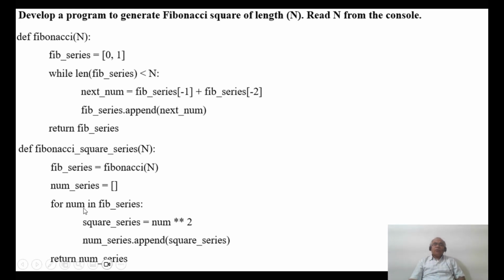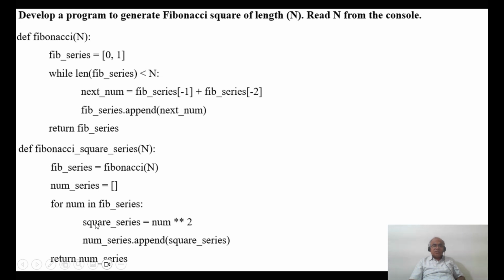That number is 0. So square series will be equal to 0 square. So what is the result? Result is 0. So you need to append. Which number you want to append? I want to append the square series number. Where exactly? I want to append this to num_series, because at present the num series is empty, there is no element in that. So you append it there.